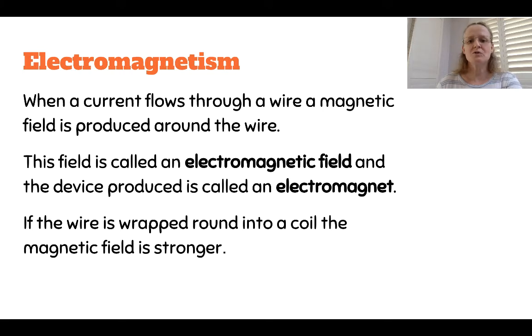When a current flows through a wire, a magnetic field is produced around the wire. This is called an electromagnetic field, and what you've made is an electromagnet. If you wrap the wire into a coil, then the magnetic field will be stronger.